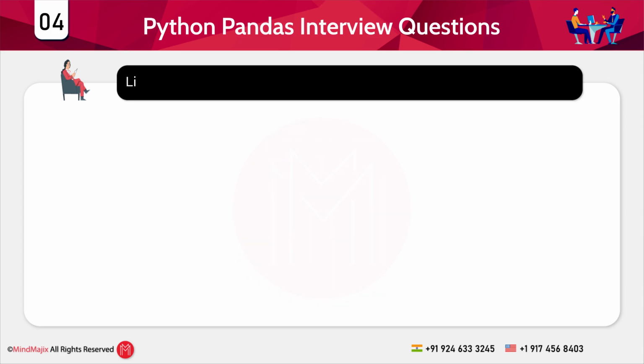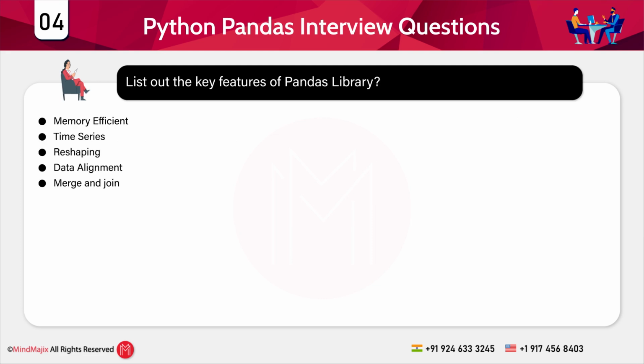The next question is, list out the key features of the Pandas library. The Pandas library has a number of features: it is memory efficient, it supports time series data, and you can do reshaping, data alignment, and merging and joining of the data. Basically all kinds of data manipulation and data analysis can be done using the Pandas library.